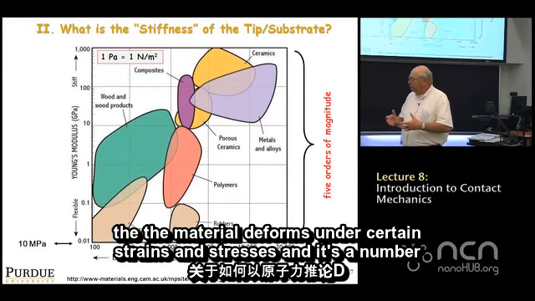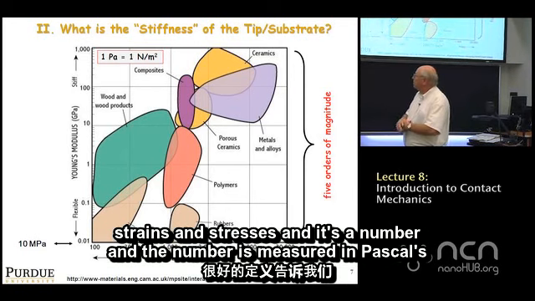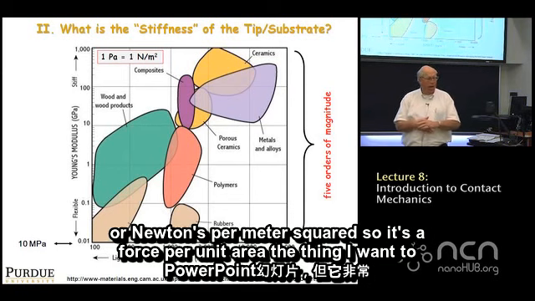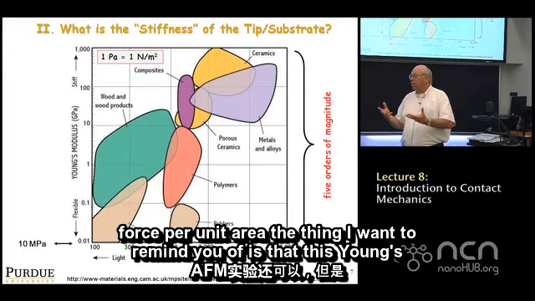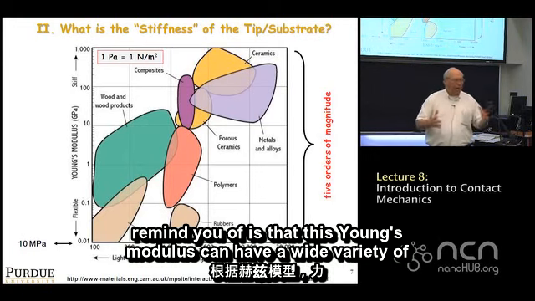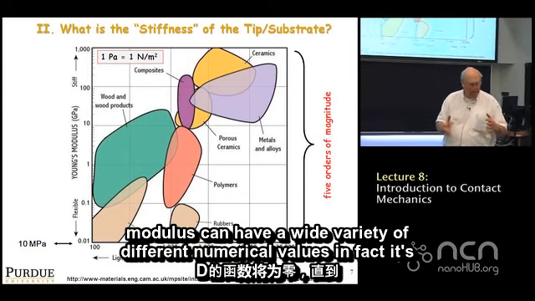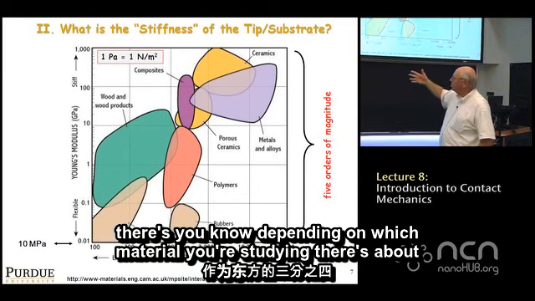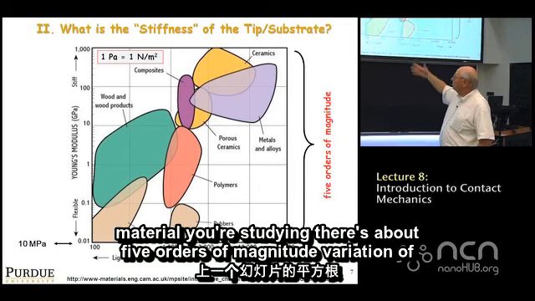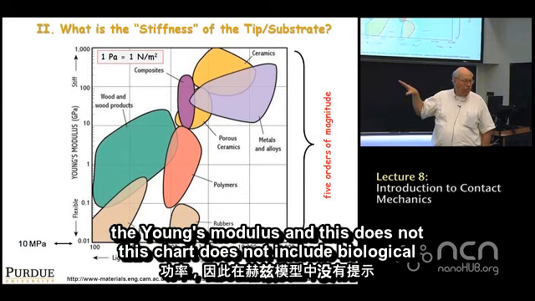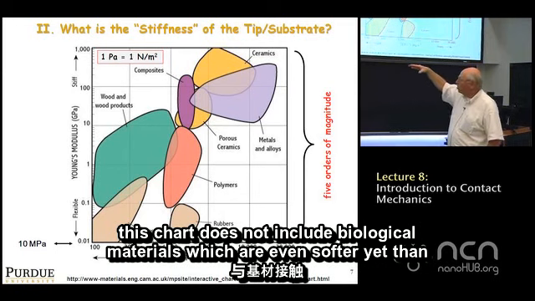And it's a number, and the number is measured in pascals or newtons per meter squared. So it's a force per unit area. The thing I want to remind you of is that this Young's modulus can have a wide variety of different numerical values. In fact, depending on which material you're studying, there's about 5 orders of magnitude variation of the Young's modulus. And this chart does not include biological materials, which are even softer yet than the foams and the rubbers.